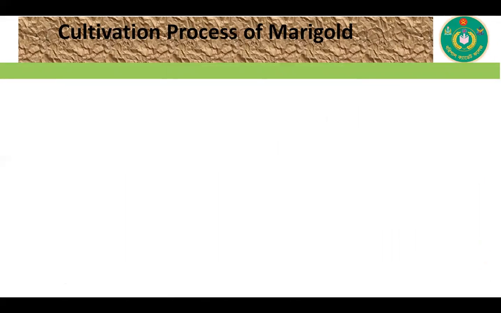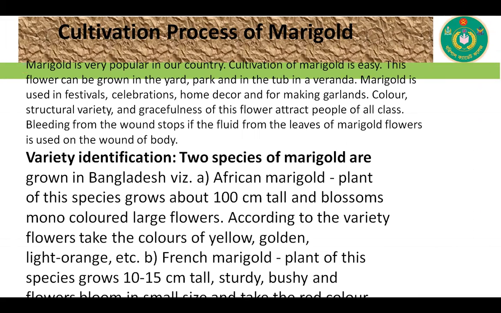Cultivation process of marigold. It is well known to us, boys. Marigold is very popular in our country. Cultivation of marigold is easy. This flower can be grown in the yard, park, and in a tub on a veranda. Marigold is used in festivals, celebrations, home decor, and for making garlands. The color, structural variety, and gracefulness of this flower attract people.